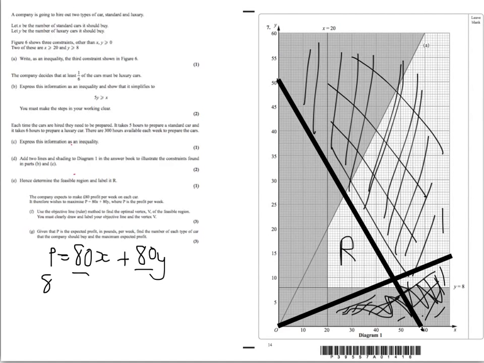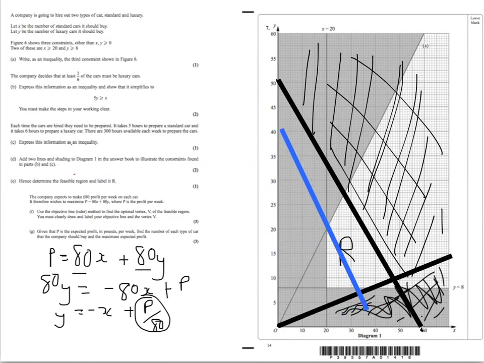We've got 80y equals minus 80x plus P. Divide through by 80 will give us y equals minus x plus P over 80. So that means that our objective line is going to have this mystery intercept. We don't know what the intercept is going to be, but we know the important thing, which is the angle we can hold our ruler at.